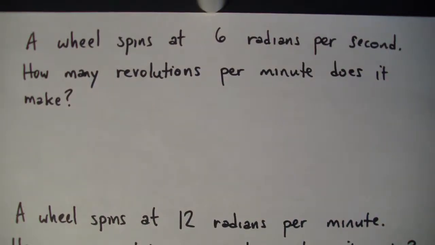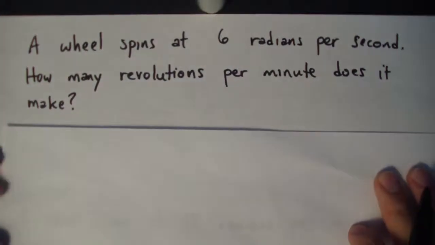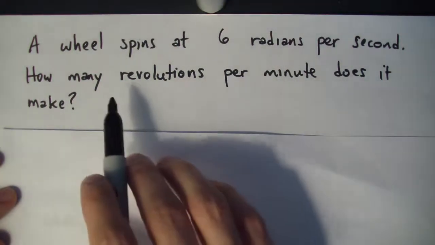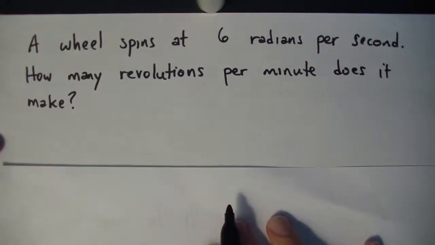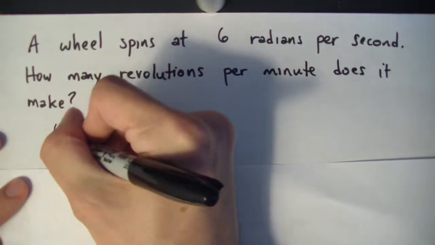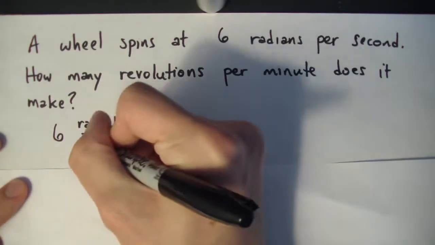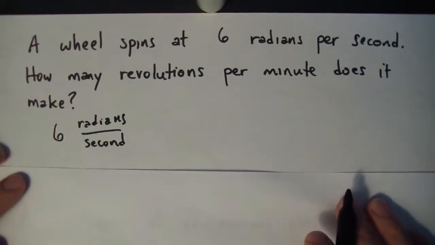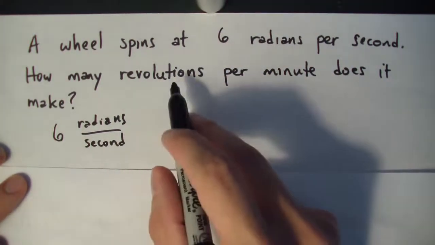All right, now if we're told that a wheel spins at 6 radians per second, we want to know how many revolutions per minute it makes. Well, we're told 6 radians per second, and to get that into revolutions per minute, let's start by converting radians to revolutions.